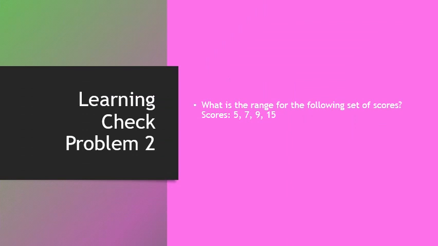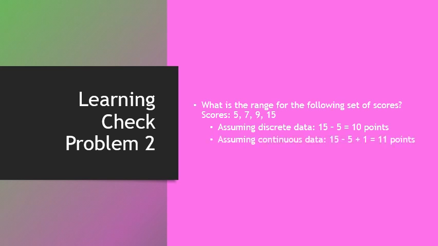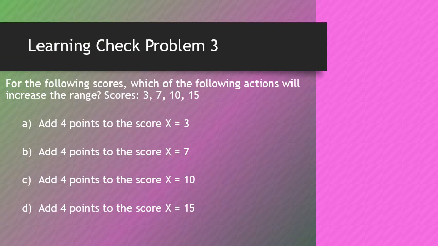Learning check problem 2. What is the range for the following set of scores? Pause the video, see if you can figure it out. Well, if we assume discrete data, then we just say 15 minus 5 and we get 10 points. If we assume continuous data, we say 15 minus 5 plus 1, which is 11 points. So I would accept either answer in this case. Learning check problem 3. Again, pause the video.